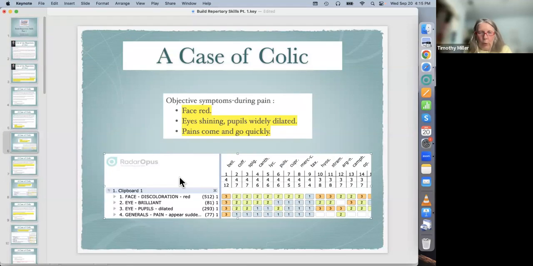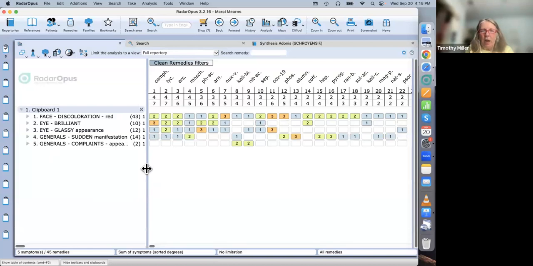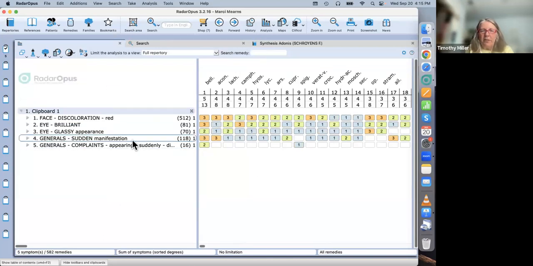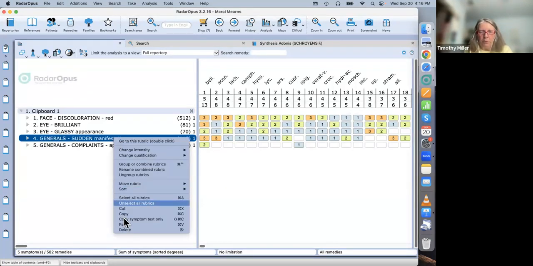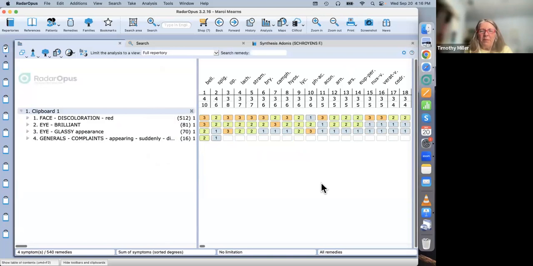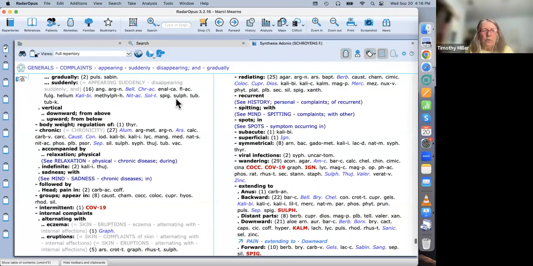Now, when I did this earlier, I did something a little bit different. So let's go back to our RadarOpus. Let's take a look at that clipboard. And I had used the, oops, let's clean remedy filters. We don't want that, do we? Let's get rid of the sudden manifestation, because that's not really the rubric that we want as much as we want the more precise if we can. So I'm just going to go ahead, highlight that symptom and delete it. Bye-bye. Now, why, I must ask myself, why is this symptom appearing suddenly and disappearing suddenly?